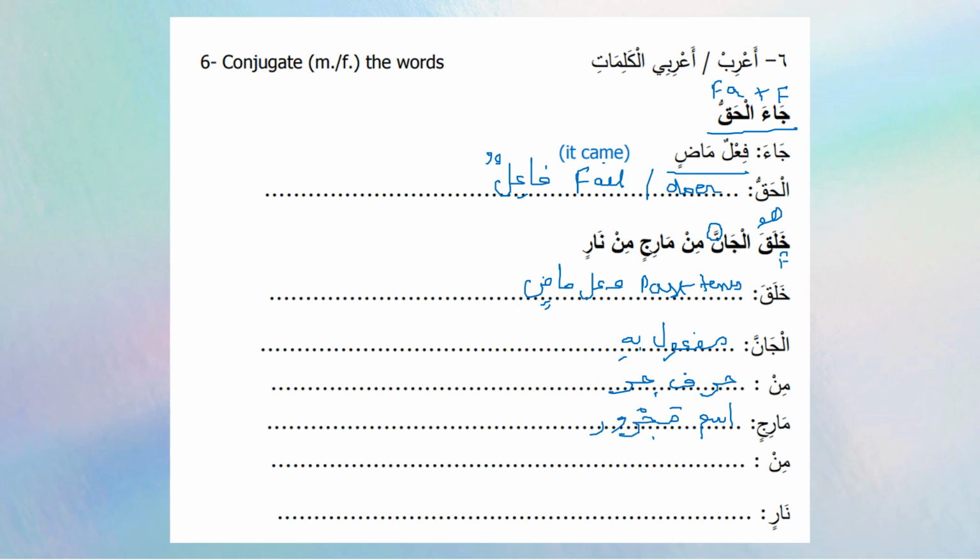Then again harf jar. Now, narin is majroor. Again is majroor. If you can just write the names of the positions, it is more than enough. If you don't want to go into memorizing the whole sentences of Arabic sentences, you can just write the names only of the positions.